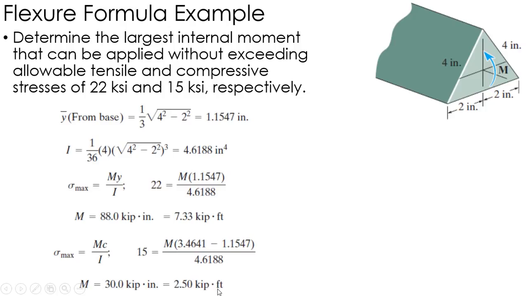If I exceed that, then I will exceed the 15 KSI, even though I won't exceed the 22 KSI in tension. Okay, so when doing this, you have to consider both the top and the bottom, compression and tension, and figure it out using the flexure formula accordingly.